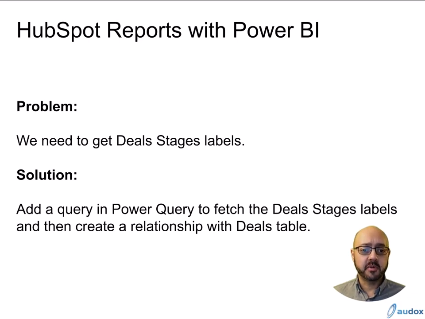In our previous video, we obtained the ID of the deal stages, but what we really need is the name or label of the deal stages. To achieve that goal, what we will do in this video is create an additional query in Power Query Editor to bring the deal stages from HubSpot, to then relate the table obtained with the deals.